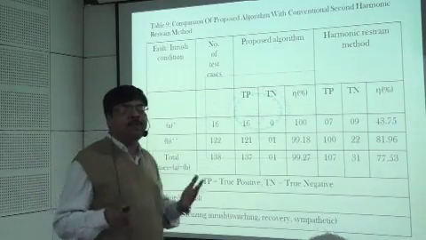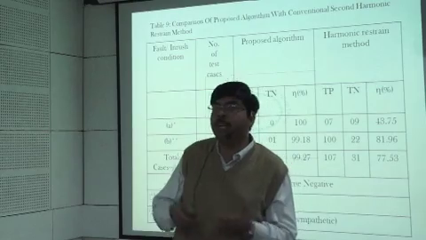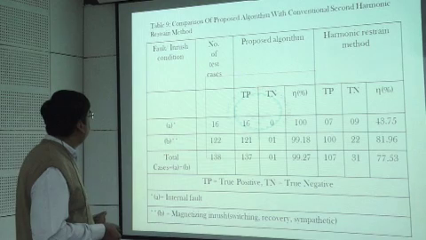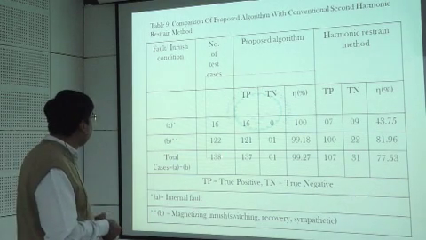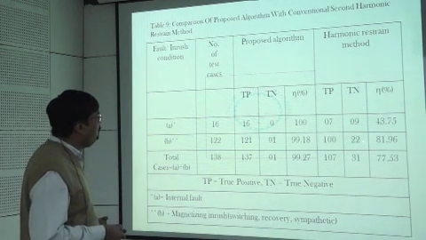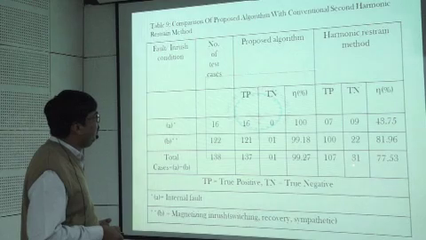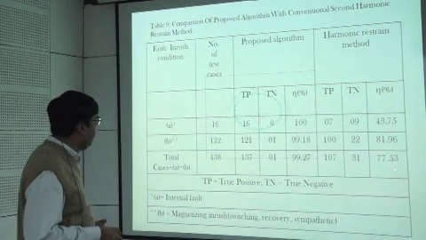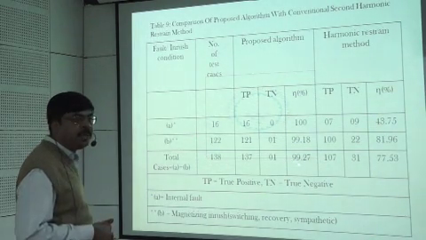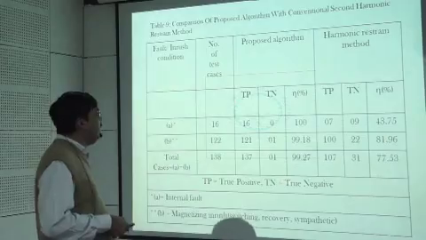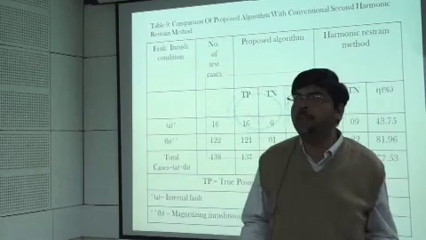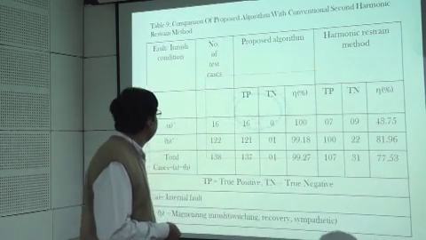I have also compared the performance of the proposed algorithm with the conventional harmonic restraint scheme. Say for a case of data on the laboratory transformer. For a data set of 138, the harmonic restraint method responds incorrectly for 31 cases, giving a classification accuracy of 77.53%. Whereas the proposed algorithm, out of 138, responds correctly 137 times, giving an accuracy of 99.27%. Thus, the proposed algorithm is also superior as compared to the conventional harmonic restraint scheme.